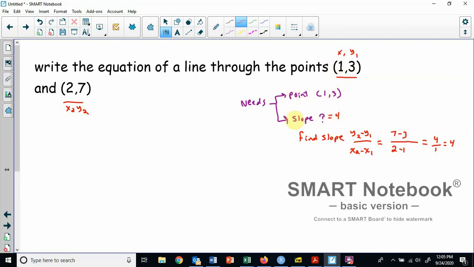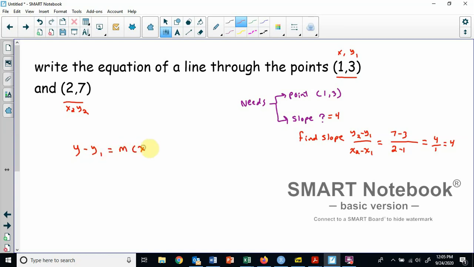And I need the slope. I had to work to get the slope. So this is like pre-work. It's work before we can actually answer the question. We just need to make sure we have these two needs met, point and slope. So now I should be able to go about my business of using my point slope formula.